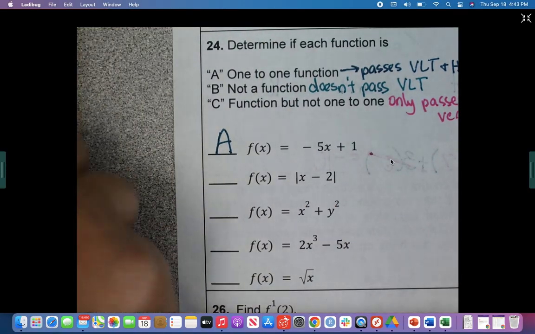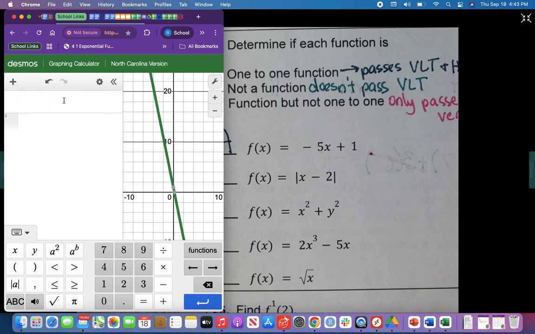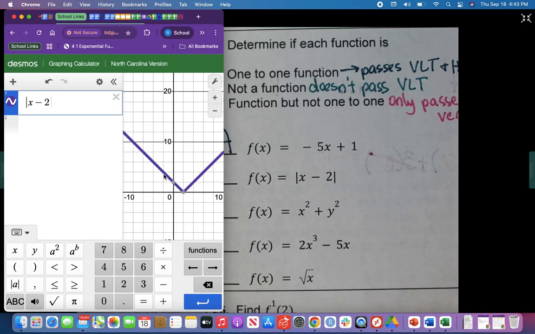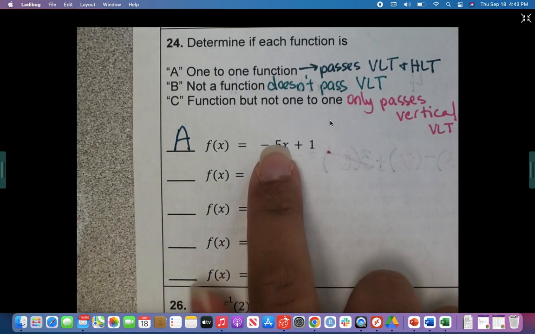This one, that's absolute value. So absolute value, x minus 2. All right, this one passes the vertical. So it is a function. It does not pass the horizontal. So that means it's a function, but it is not one-to-one. So it only passes the vertical. So that is C for that one.